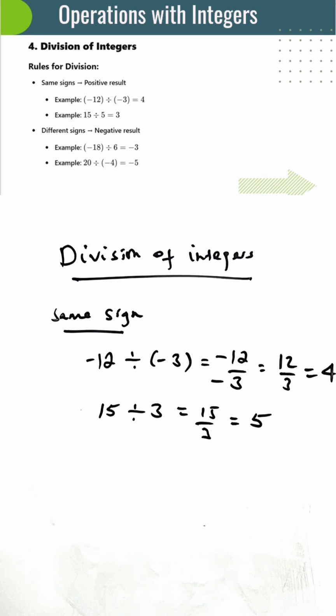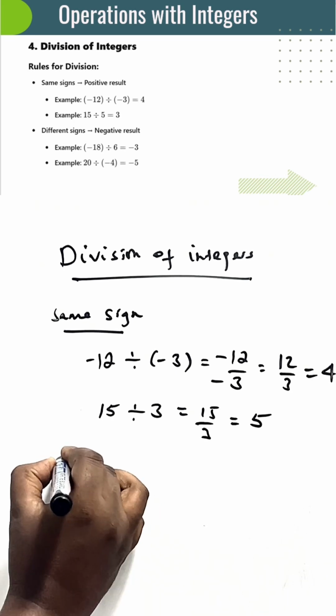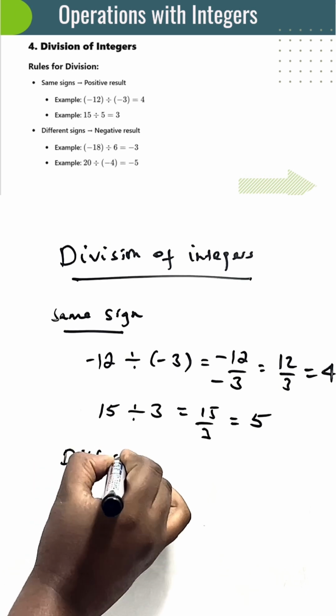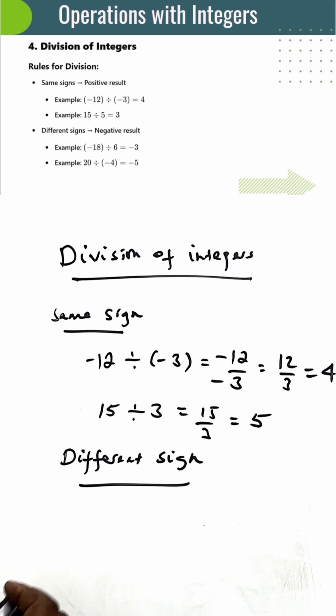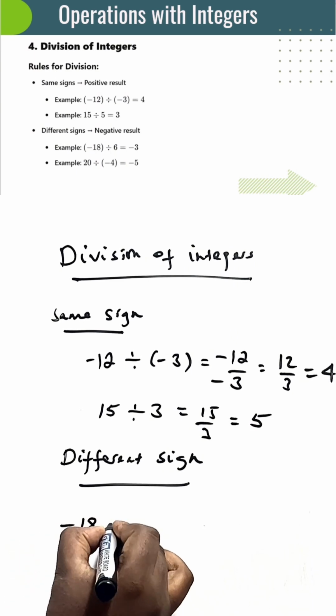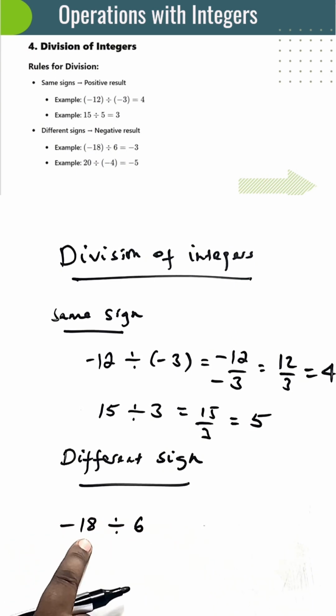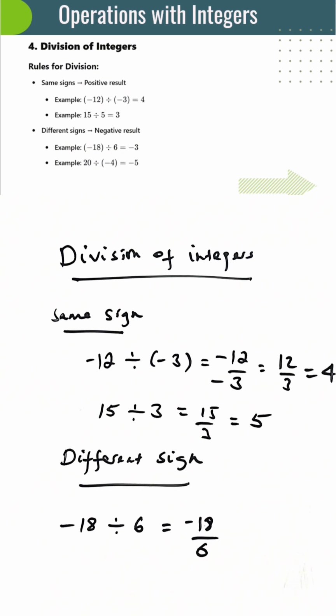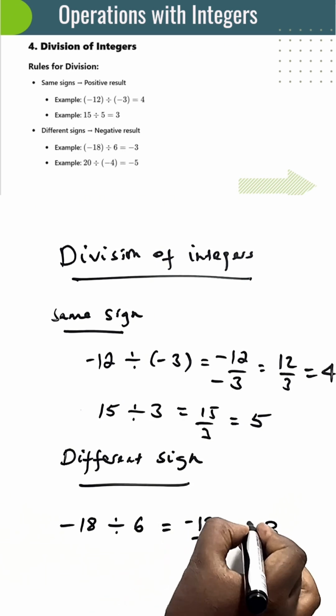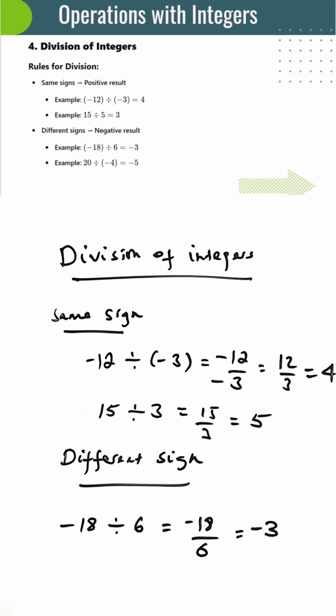But let's have different signs. When we talk about different signs, we have minus 18 divided by, let's say, 6. This is going to be different signs. This is negative, this is positive. So minus 18 divided by 6, in this case, is going to be 3. Negative divided by positive, the same thing, that would be negative, okay? So it would be negative 3.